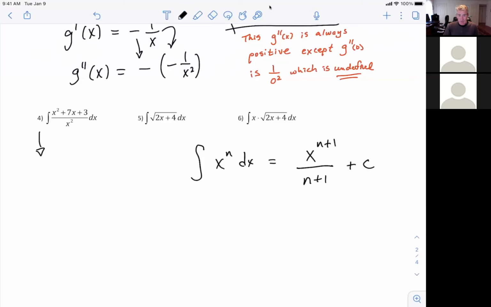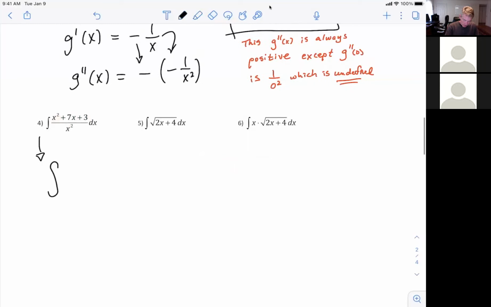So since that's the only rule that we have so far, we basically need to make the function look like something to the n. So not one big fraction, but just x to the n. And the way that I could do that is by using algebra. And on number 4, instead of one big problem, you can divide it into 3 small problems, as long as you keep the denominator the same.